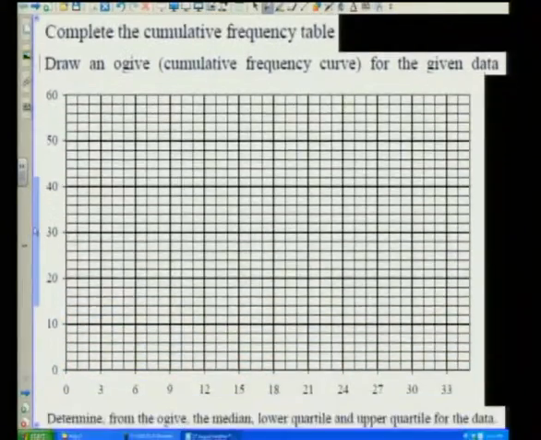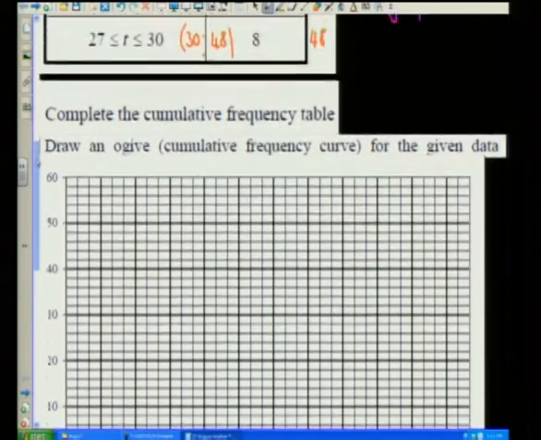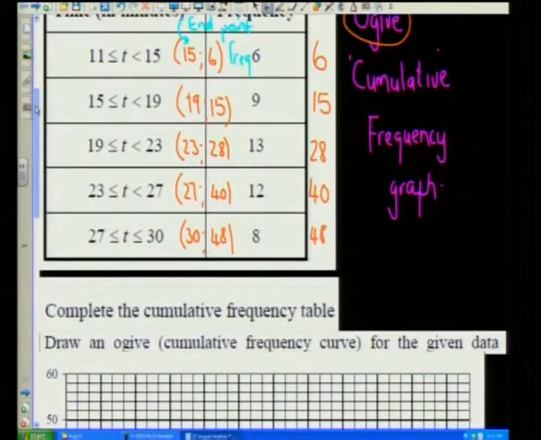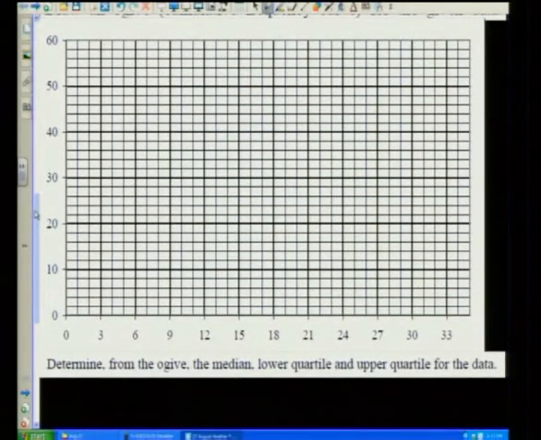Right, so let's have a look first of all at my grid. I've set it up so that I've got it in 0, 3, 6, 9, 12, etc. going along the bottom. And then going up, I've got 10, 20, 30, 40, 50. Right, so let's see if we can remember those points. It's going to be 15 with 6. So we're going to go 15, and then we're going to go up to 6. Now remember, each one of these is up 2, so we're going to go 15 with 6.